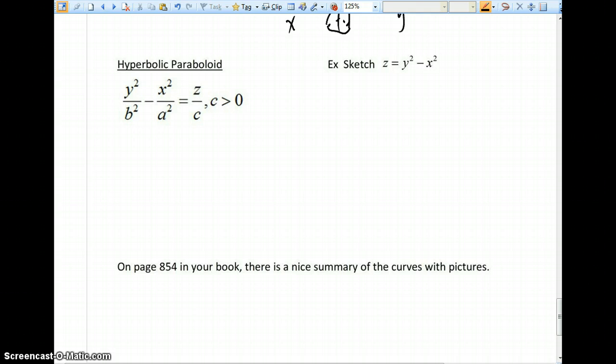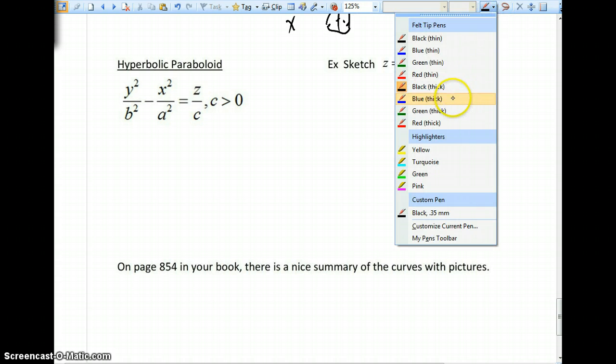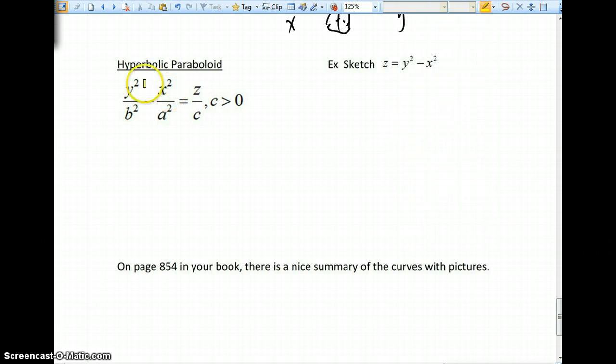And in fact, that's why I want you to think of whenever you see this form of y squared over b squared minus x squared all over a squared. That's going to look something like a hyperbola on the left side. Not equal to 1, but equal to z over c. So when you see this, you're going to have a saddle shape.